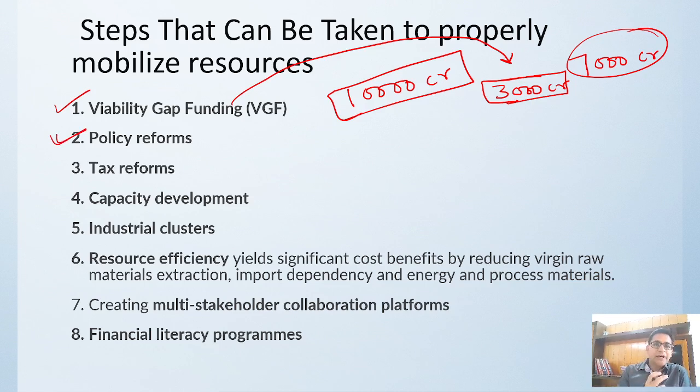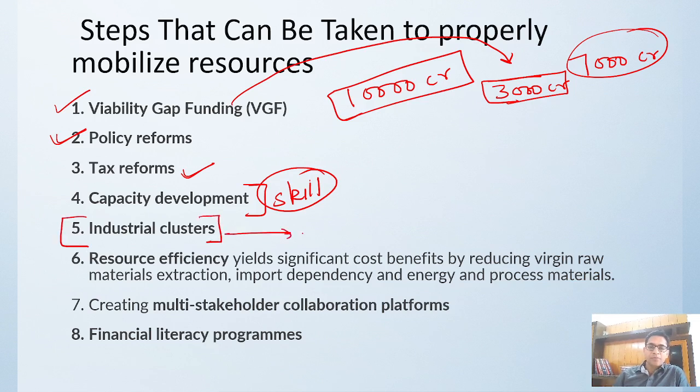Tax reforms have to be done in such a way that people should pay taxes. Nobody should be generating black money or evading tax. So tax reforms have to keep on being done. Capacity development and skill development have to be kept as the topmost priority. Industrial clusters are being made in order for optimum use.